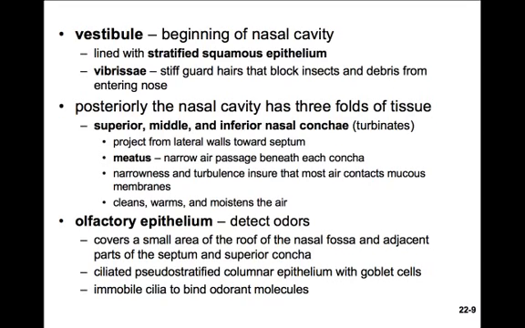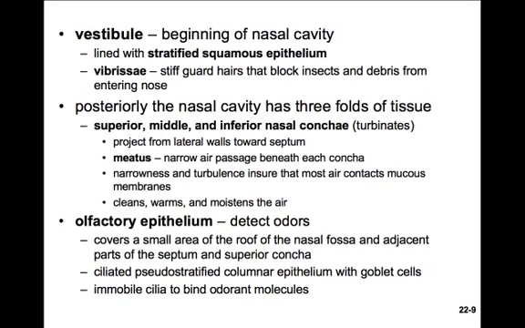At the beginning of the nasal cavity, the space is called the vestibule. This area is lined with stratified squamous epithelium. There are stiff guard hairs called vibrissae that block insects and debris from entering the nose.